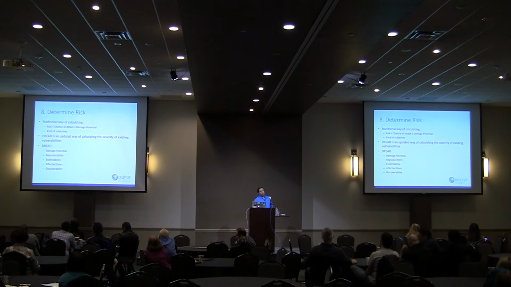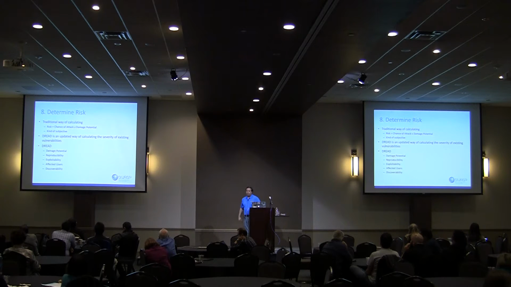Then we determine the risk. Now, the traditional way of calculating risk, if you study for your CISSP, is risk is the chance of an attack times the damage potential, or likelihood times impact. That's kind of subjective, right? How likely is it that somebody's going to exploit a cross-site scripting vulnerability on my server? Yeah, I think it's pretty likely. Right? We know about a cross-site scripting vulnerability, therefore somebody can probably find it.